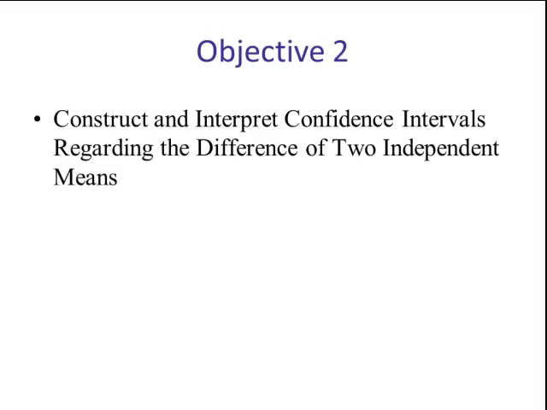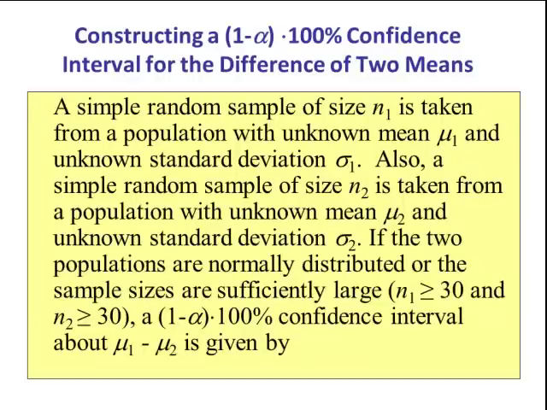A simple random sample of size n1 is taken from a population with unknown mean mu1 and unknown standard deviation sigma1. Also, a simple random sample of size n2 is taken from a population with unknown mean mu2 and unknown standard deviation sigma2. If the two populations are normally distributed, or if the sample sizes are sufficiently large, n1 greater than or equal to 30 and n2 greater than or equal to 30, a 1 minus alpha times 100% confidence interval about mu1 minus mu2 is given by the formula.